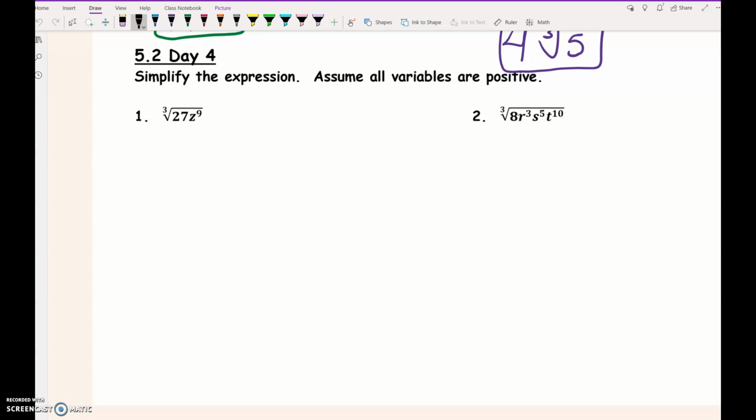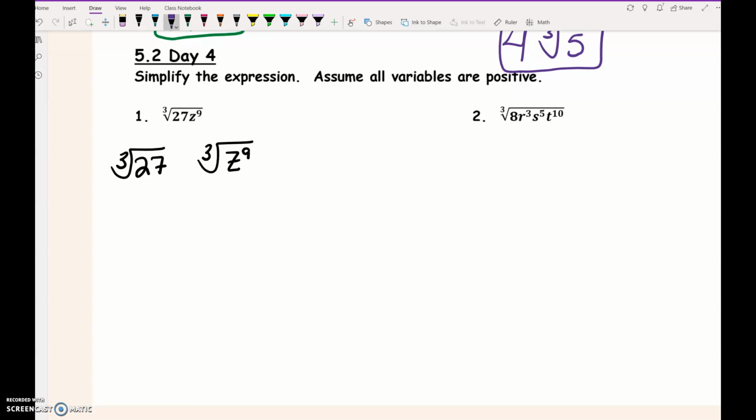Today we're going to simplify radical expressions. This is kind of the culminating lesson, where we're going to put everything together and maybe learn a couple new things as well. One thing that we need to remember is that you can take a radical and split it up using multiplication. So this thing is really the third root of 27 and the third root of z to the ninth.